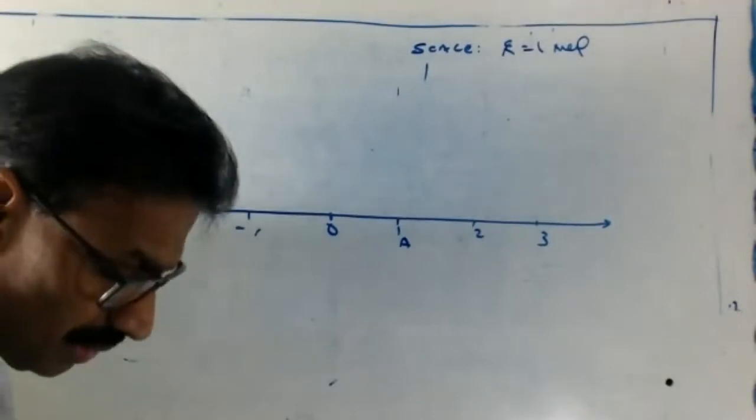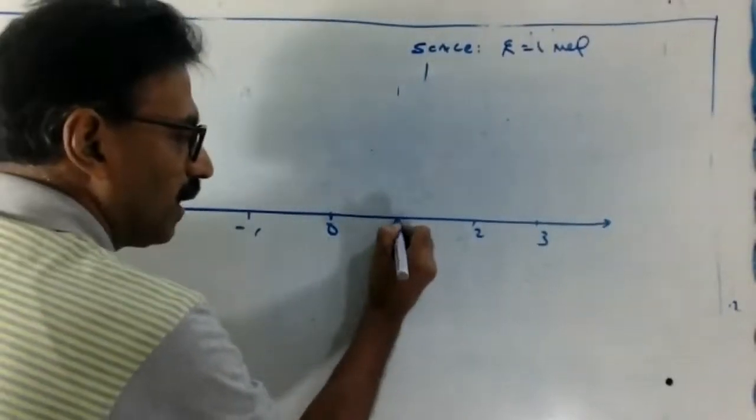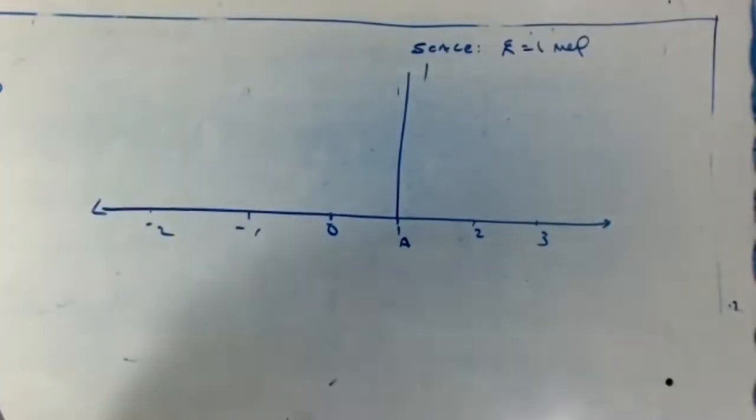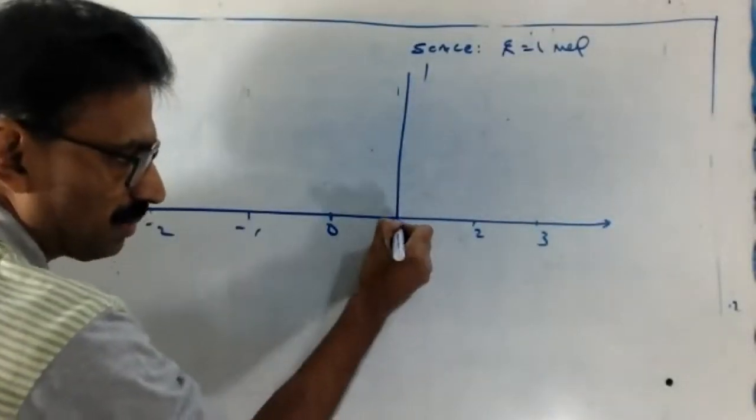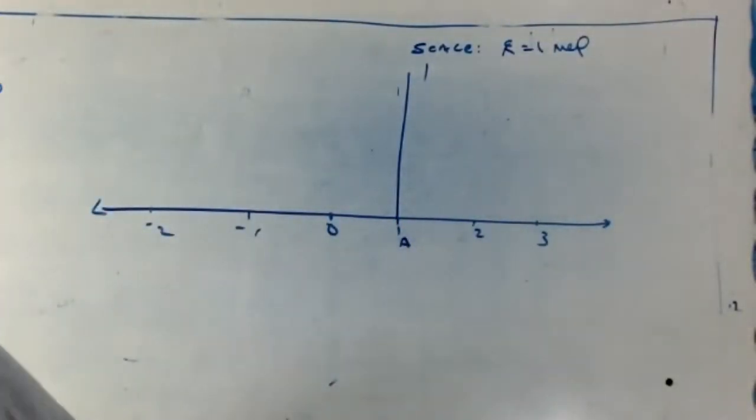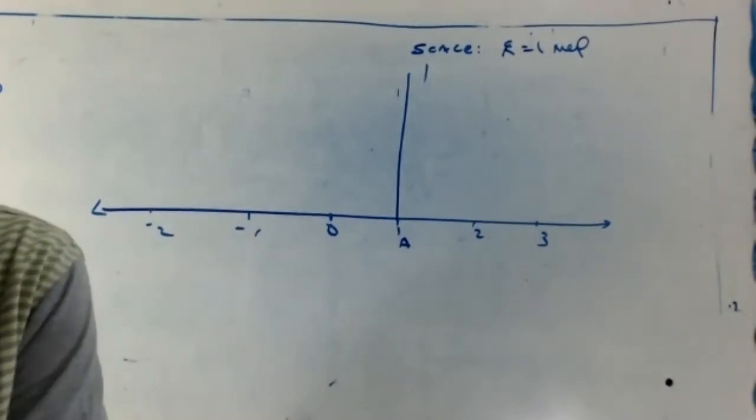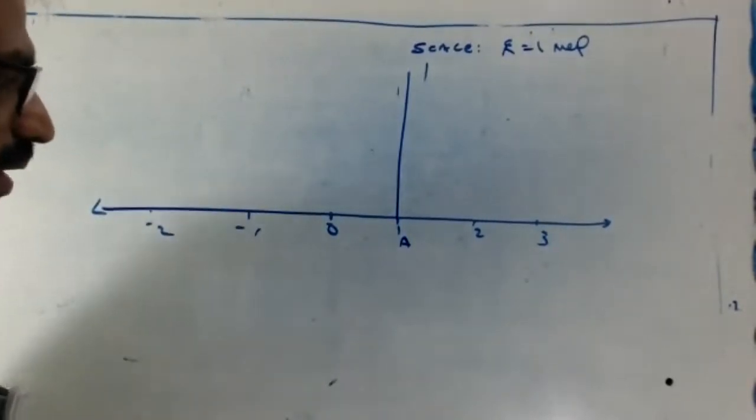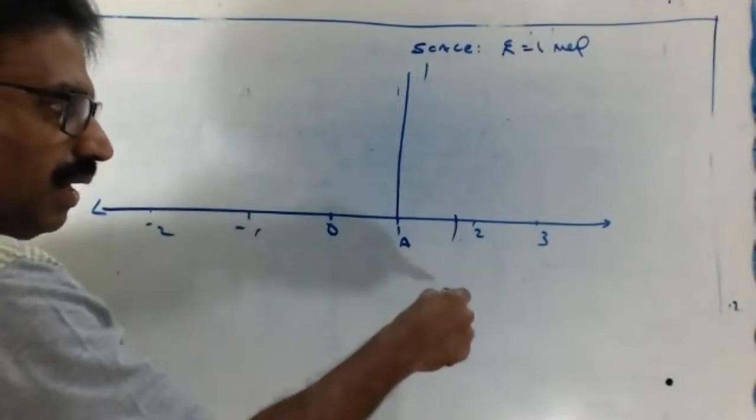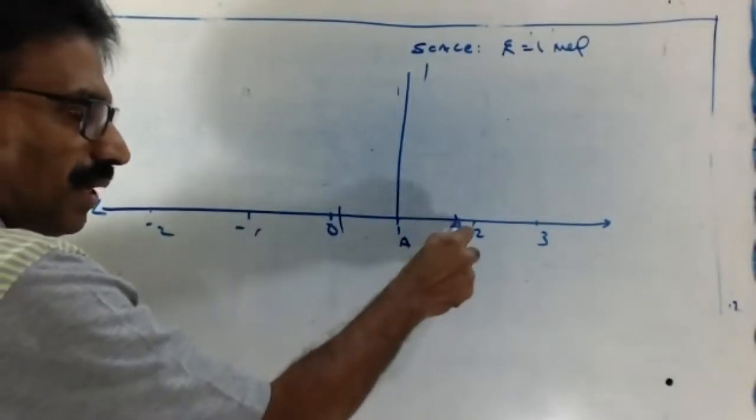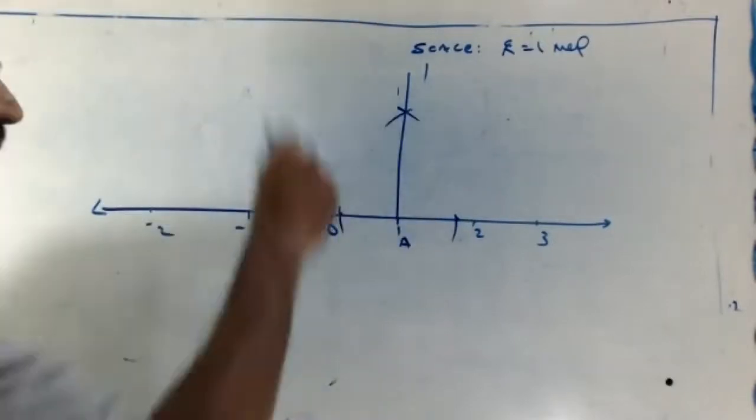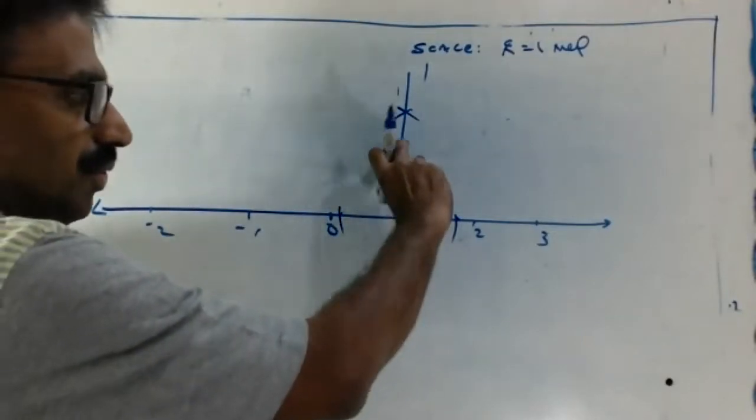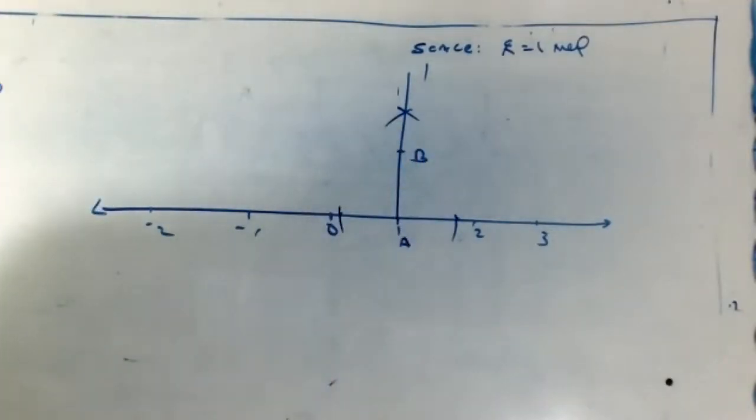Step 3. Draw a perpendicular here like this. You can use compass or protractor. If you are using compass, keep the compass here. Take one arc here. Then from here, an arc here, and an arc here. Draw it. Then after that, here we take 1 unit. That is B.